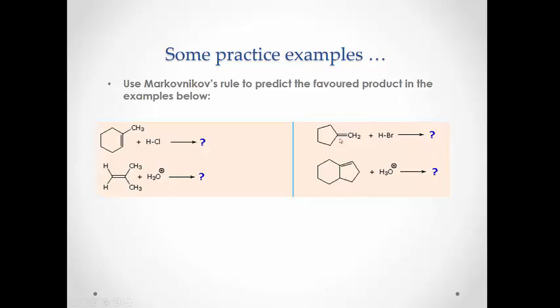So looking at this example here, we've got our double bond. This one's got two carbons coming off it. This one has two hydrogens. So this carbon here will get the hydrogen, and this carbon here will get the bromine. Looking here, we've got 1, 2 versus 1, so this side will get the hydrogen, and this side will get the OH. So the side with the more hydrogens gets the hydrogen.